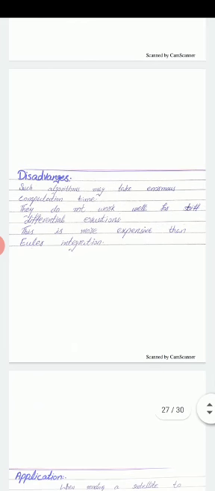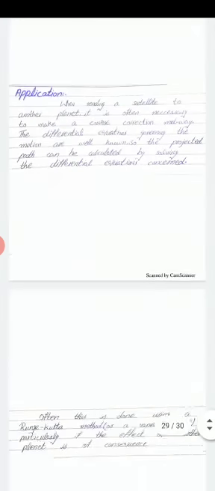And now we will discuss the disadvantages. Such algorithms may take a lot of computation time. They do not work well for stiff differential equations. This is more expensive than Euler integration.